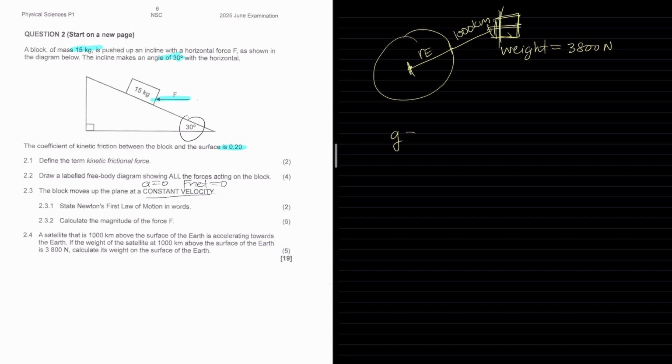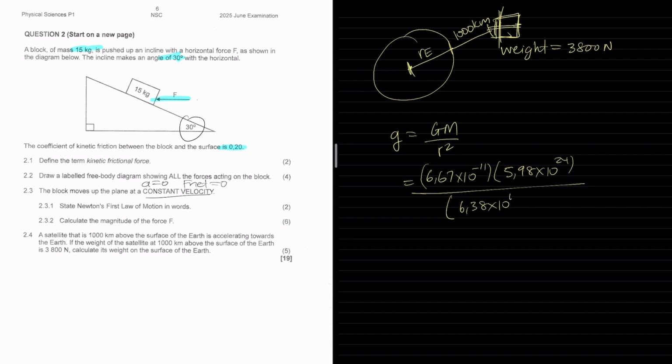Right, and we can calculate that by using g is equal to Gm over r squared. So G is 6,67 times 10 to the negative 11. The mass of Earth is 5,98 times 10 to the power 24 divided by, so what is the radius? The radius of the Earth is 6,38 times 10 to the power 6 plus the 1,000 kilometers. So plus 1 times 10 to the power 6 and then all squared. And this is going to give us a value of 7,32 meters per second squared.